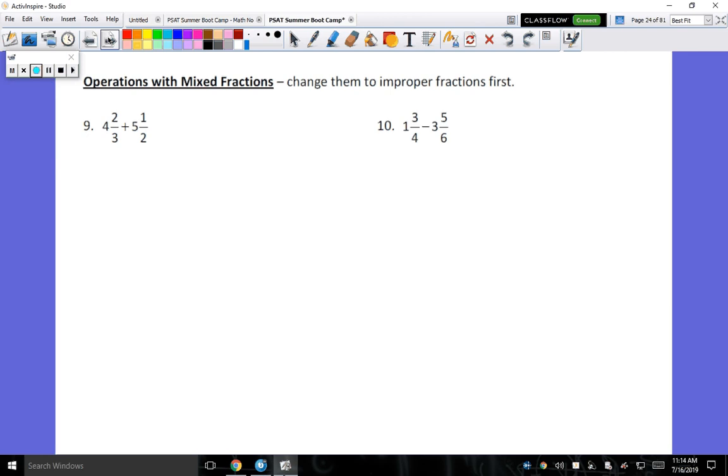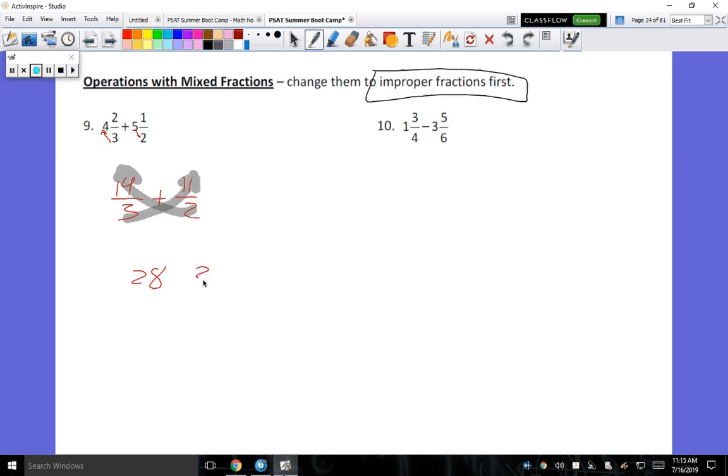You will see mixed fractions at times, and the best way to do this is to make them into improper fractions first, okay? So if I'm adding and subtracting, I'm going to do 12 plus 2 is 14 over 3. 10 plus 1 is 11 over 2. And since I'm adding them with this new trick, I'm going to multiply up and write 28. I'm going to multiply up and write 33. I am adding them. And then I'm going to multiply across with the numerators to get a common denominator of 6.